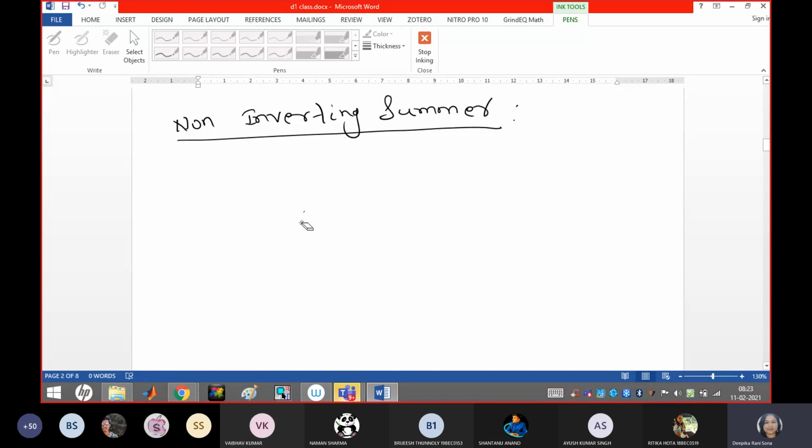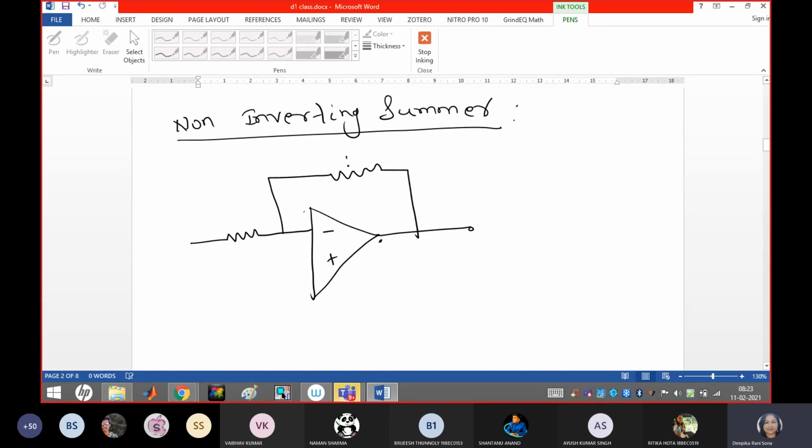Now let's solve for the non-inverting summer circuit. Always use the sign for drawing the op-amp. Same structure. RF and R1, this thing will be there. From the closed loop configuration onwards, we must move with the circuit design with this feedback path. Without feedback, you can't imagine the circuit.